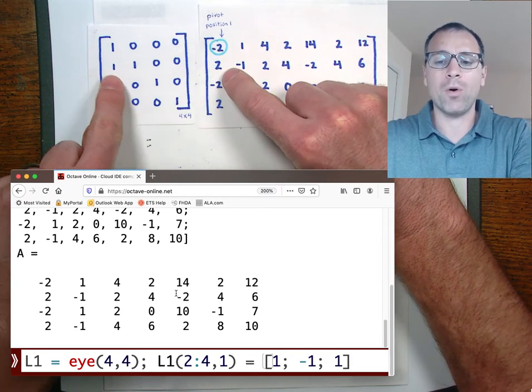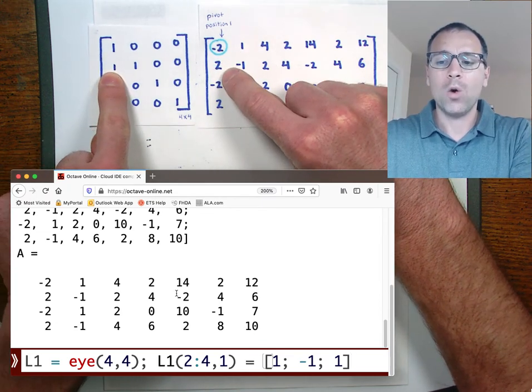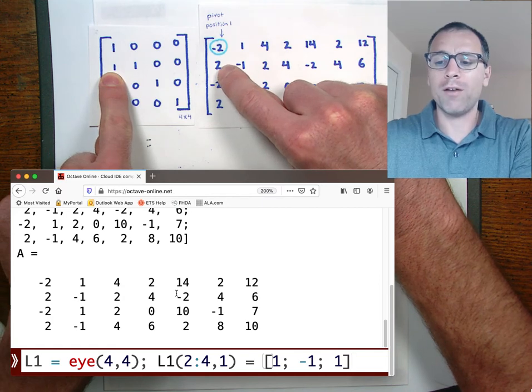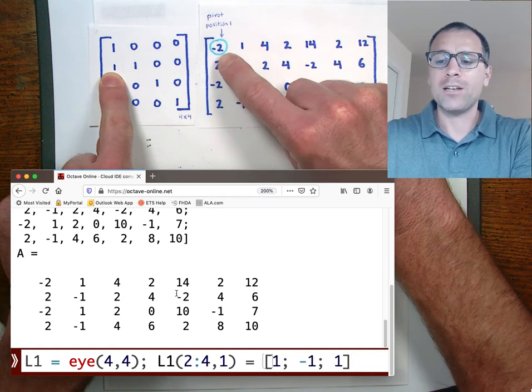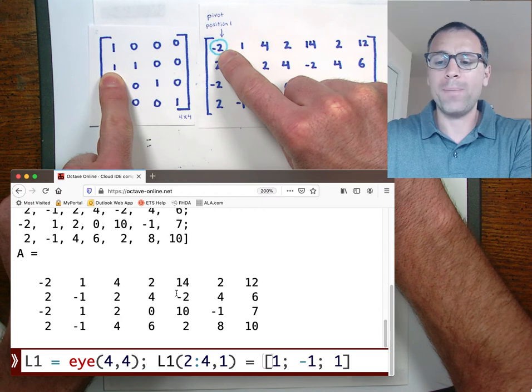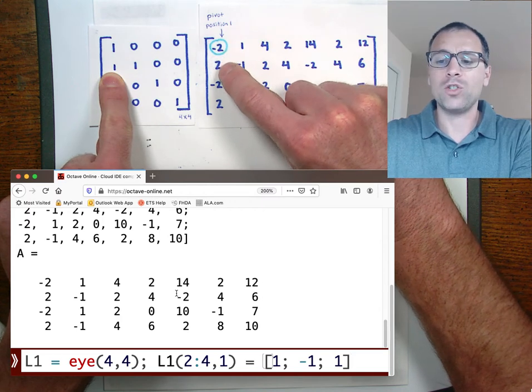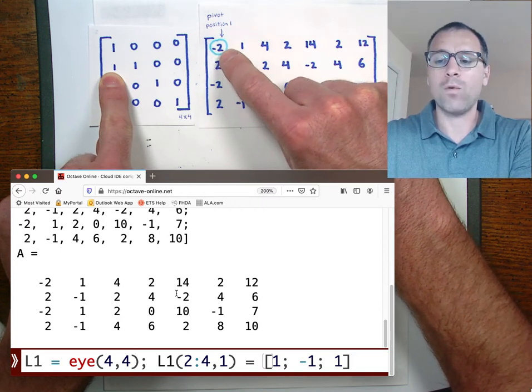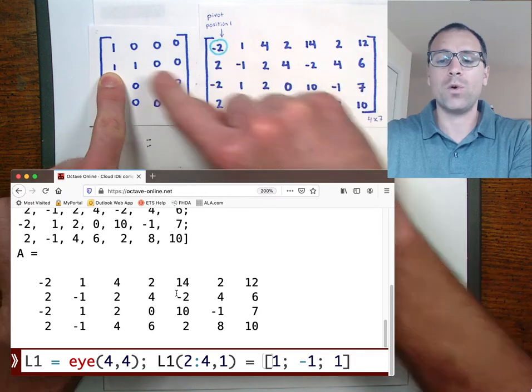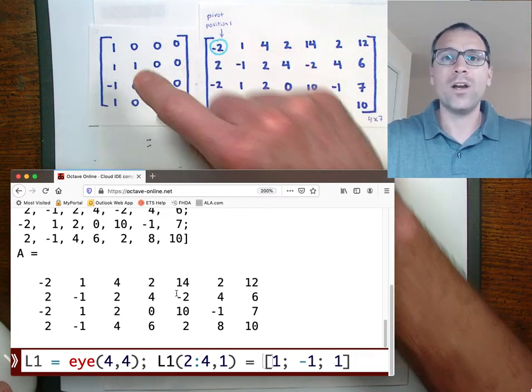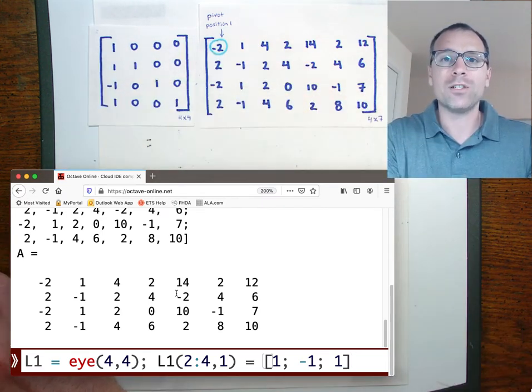So for example, for entry 2, 1, we take entry 2, 1 of the matrix A, divide that by entry 1, 1, the pivot, and then slap a negative. So 2 divided by negative 2 is negative 1. With a negative it becomes positive 1. That's why that's positive 1. We discussed those in previous videos.